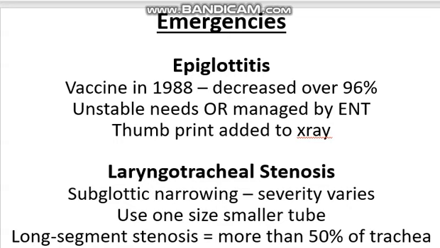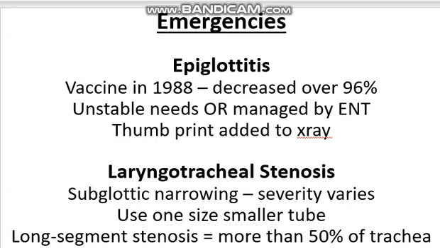Emergencies. Epiglottitis. The vaccine was created in 1988 and decreased the occurrence by over 96%. An unstable patient needs to go to the operating room immediately to be managed by the ENT. The patient's thumbprint sign is seen on the X-ray.